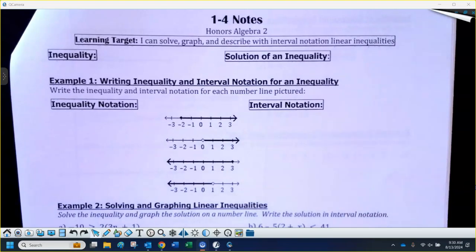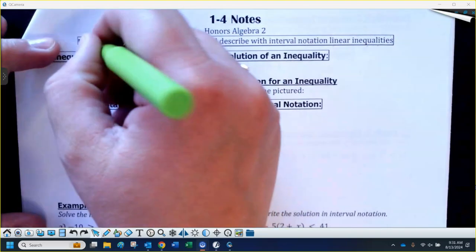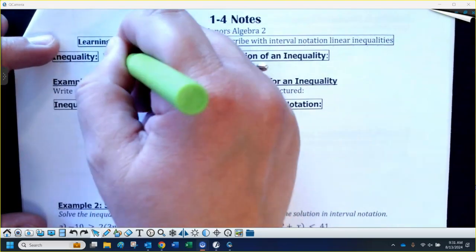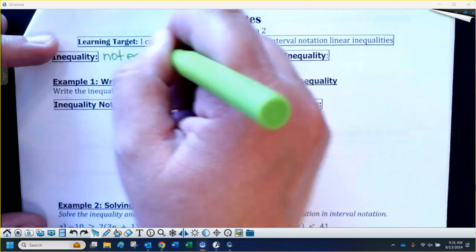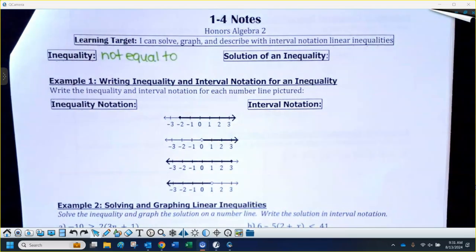Work on inequalities. So what do you guys think of when you think of an inequality? Maybe you think of a symbol or something like that. What do we think of with the word inequality? Unequal. Unequal, perfect. So an inequality means not equal to. And I'm going to write this kind of small, but not equal to.